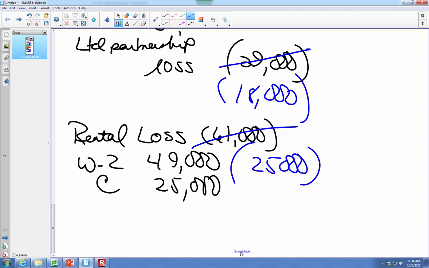These losses that you don't take now, you keep a side worksheet on them. When you go to sell the rental property, it's going to decrease your capital gain. That's how it works.